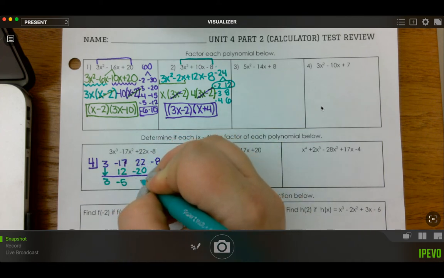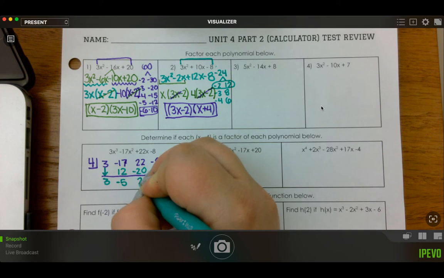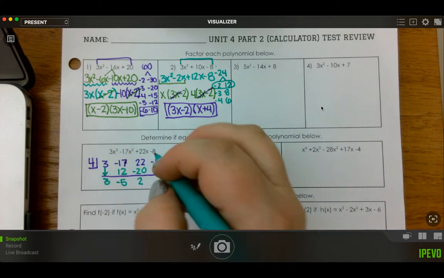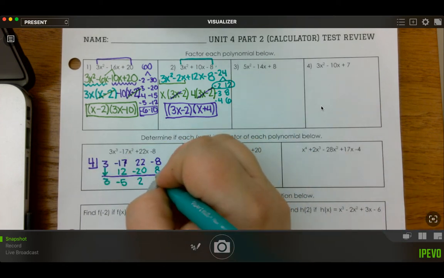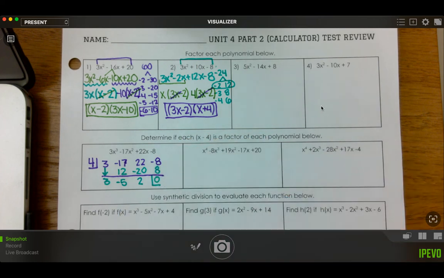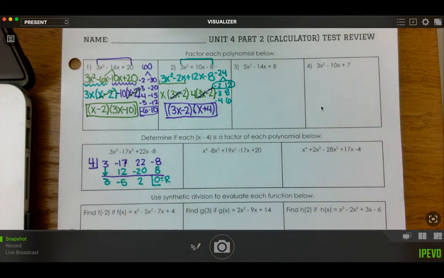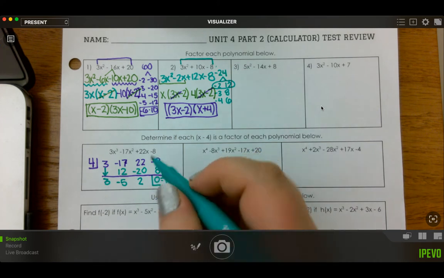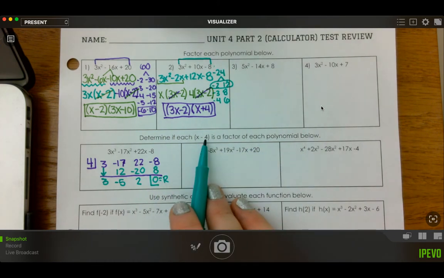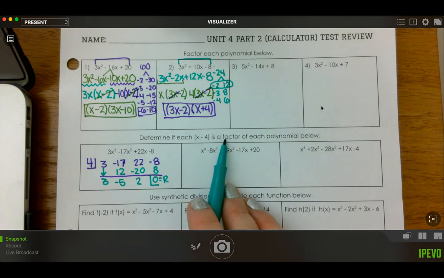Add these, 22 plus -20 is 2. Take that number times 4, that's 8. And look at that, these add to 0. This right here is the remainder. If your remainder is 0, that means that this went in perfectly. And if it goes in perfectly, it is a factor.